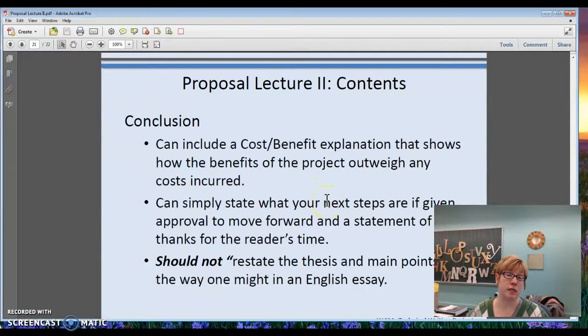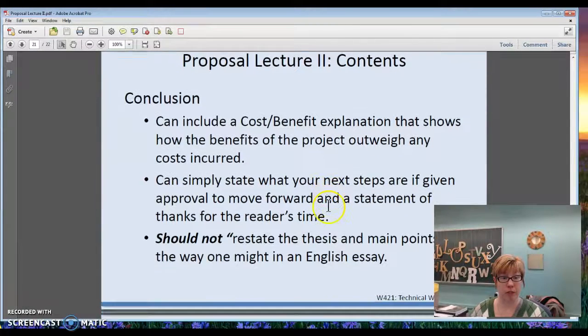Conclusion, you might talk about cost and benefits, especially if you have a commercial partner. You need to make sure that you include this. Don't just restate the main points like an English essay. Talk about what your next steps are should you receive approval.